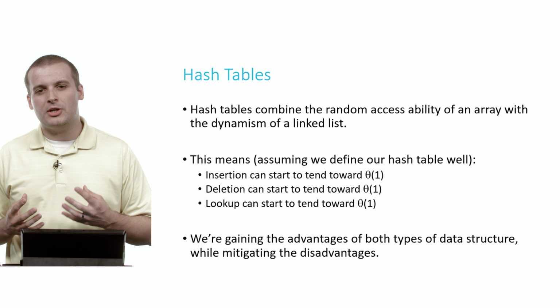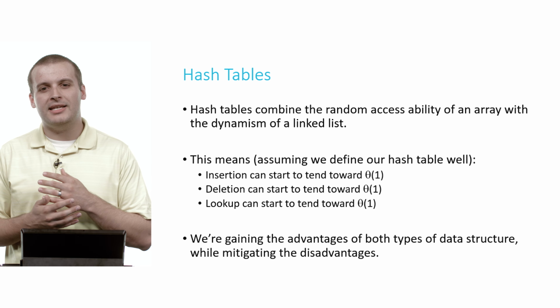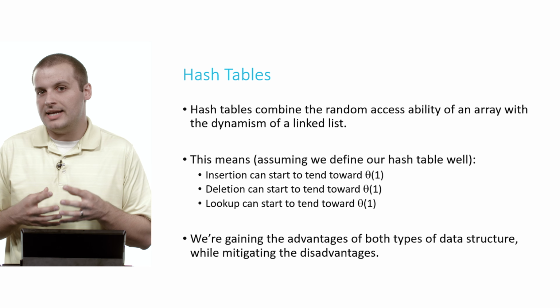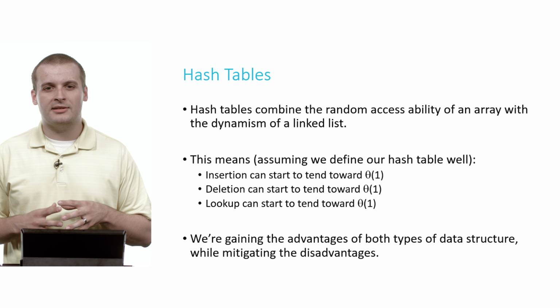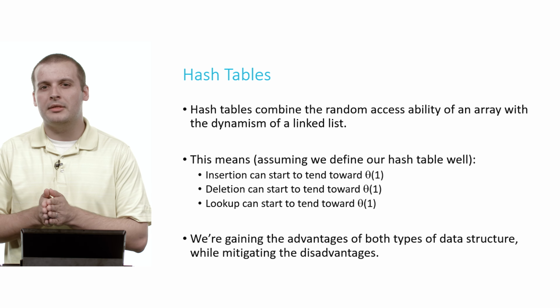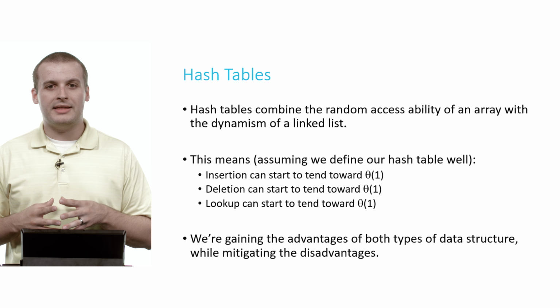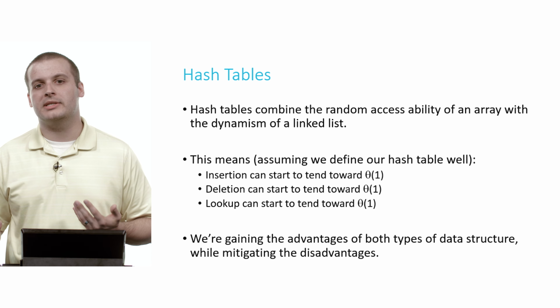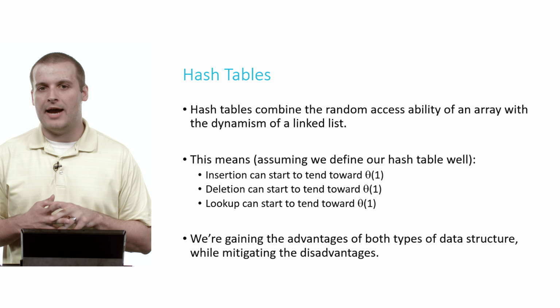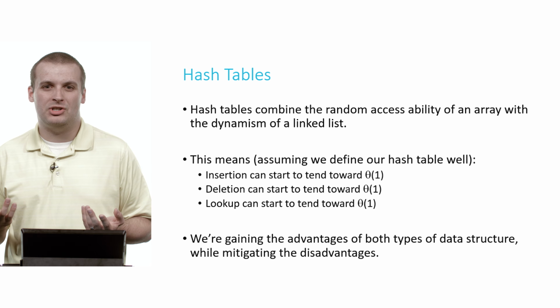And if implemented correctly, we're sort of taking the advantages of both data structures we've already seen, arrays and linked lists. Insertion can start to tend toward theta of 1. Theta we haven't really discussed, but theta is just the average case, what's actually going to happen. You're not always going to have the worst case scenario. You're not always going to have the best case scenario. So what's the average scenario?